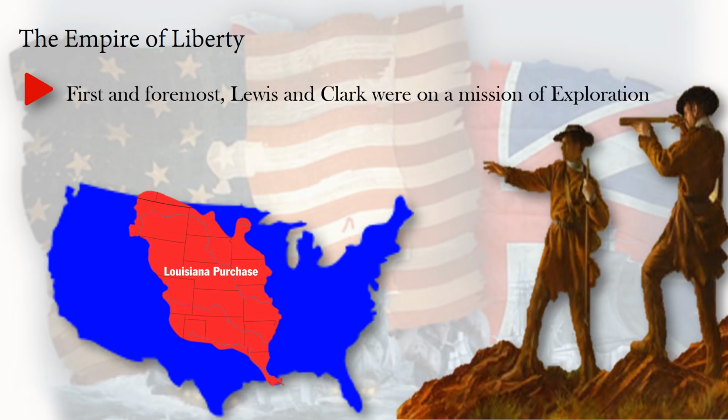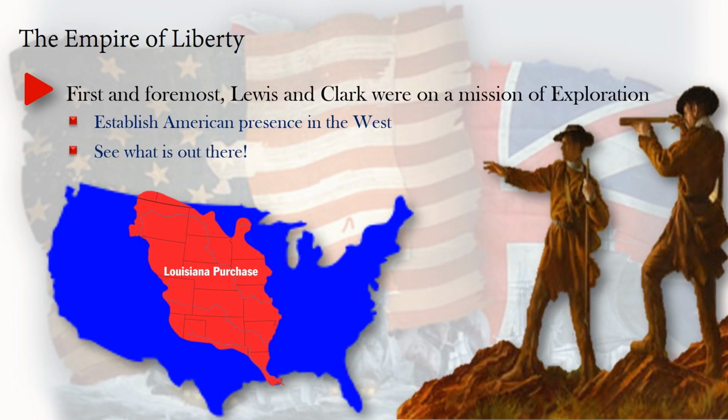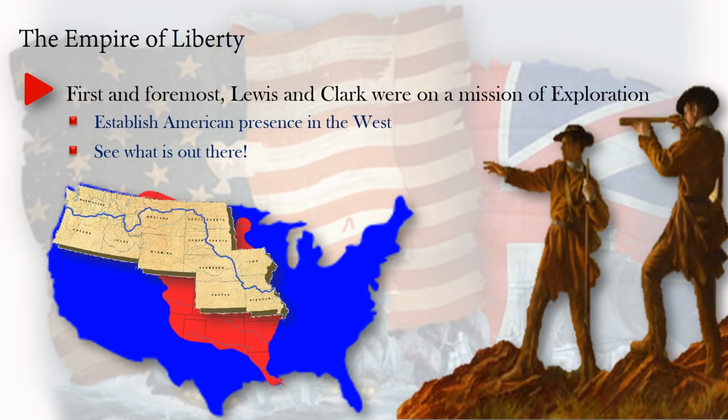And also, first and foremost, Lewis and Clark are on a mission of exploration. They are to establish an American presence in the West and let the competing nations know, such as England, such as France, such as Russia, let them realize that the Americans are going to take possession of this territory and they are going to exercise sovereignty. They're out there to see what is there. And so here you have the Lewis and Clark expedition starting off at St. Louis and ending up at the Pacific. They traveled a little bit beyond what the purchase actually specified, but the purpose of the expedition was to chart a path all the way to the Pacific, which they did.